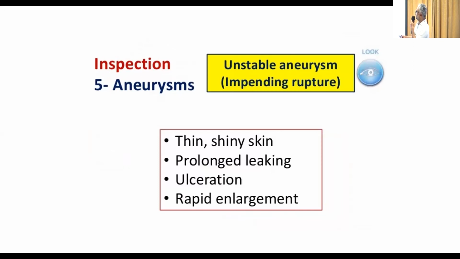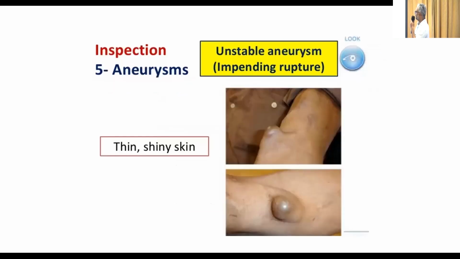Signs of unstable aneurysm, where there's probably going to be an impending rupture: thin, shiny skin over the aneurysm, prolonged leak, ulceration, and rapid enlargement. They need to be sorted out. Otherwise, these patients can bleed to death when they're sleeping, right? If the fistula ruptures.